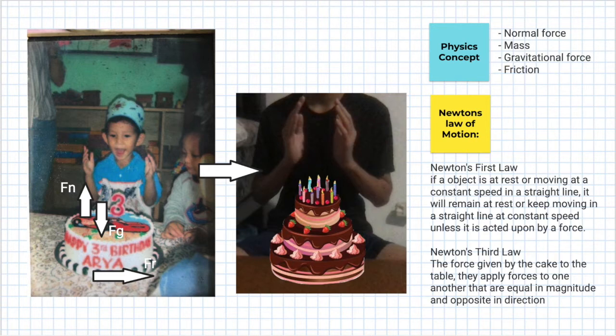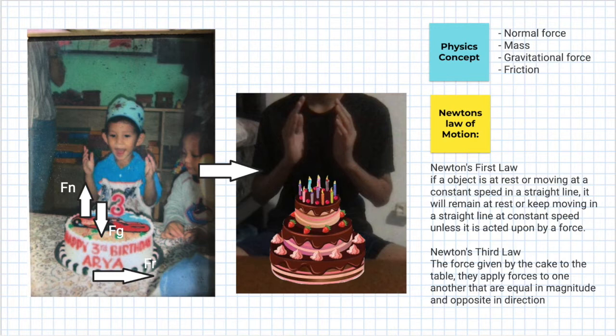For the friction, it is between the cake and the table. It is shown below and heading to the right because there is friction between two objects. And next we're moving on to Newton's laws of motion.